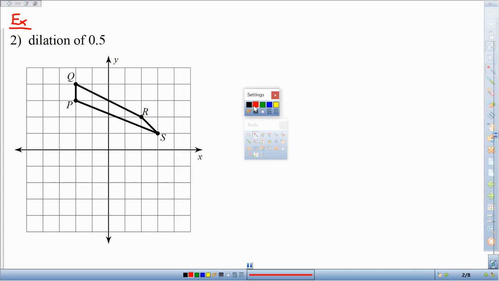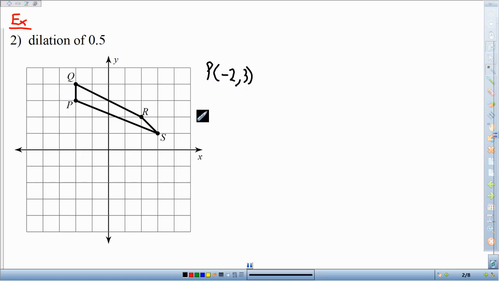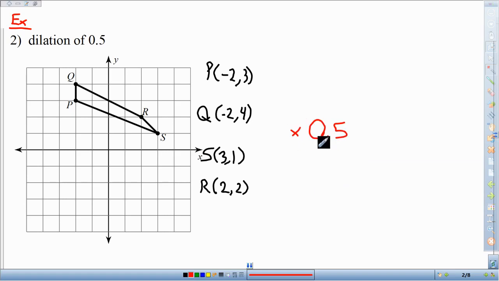It's asking us to do a dilation of 0.5. So again, let's go ahead and get these originals real quick, and then we'll multiply by that dilation. I'm going to start with P. It's at -2, +3. Q, -2, +4. S, +3, +1. And R, +2, +2. Again, we are multiplying by our dilation, so times 0.5 is what we're doing here. Just remember, when we multiply by 0.5, that's the same as taking half of the number.